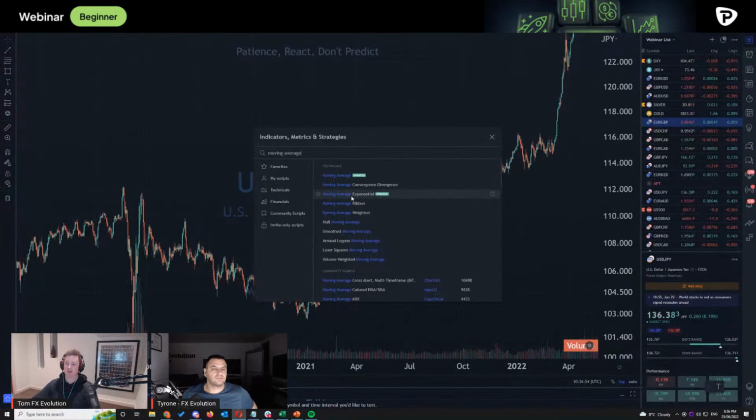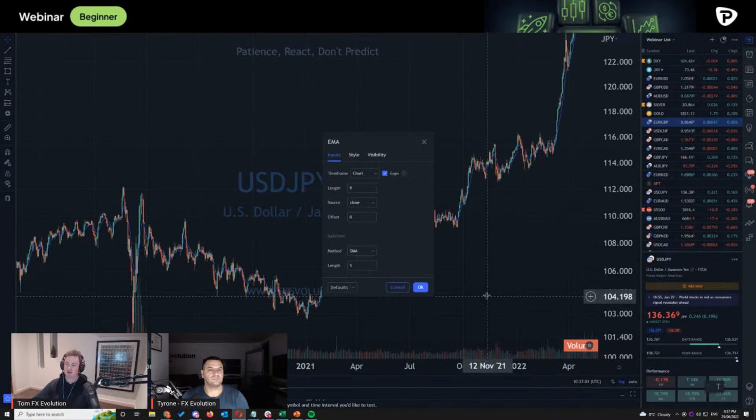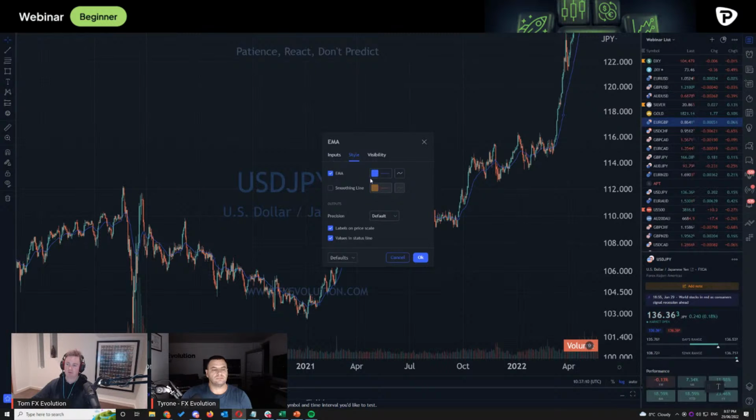We can go here to moving average exponential, the one that we prefer. That other one was a simple. You'll notice it comes up with a little blue line here. We can right click on it and go to settings, or you can visualize them up here. Then basically what we can do is put the length in. So we can say here 20, which gives us the 20 moving average.